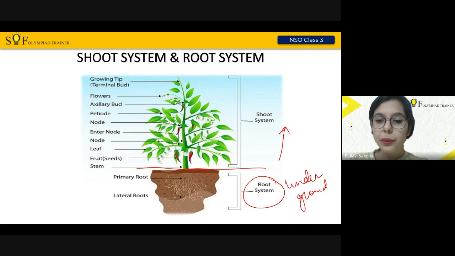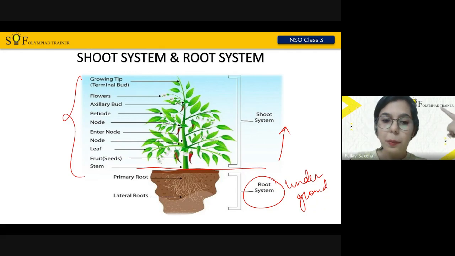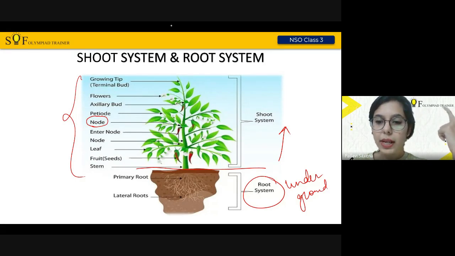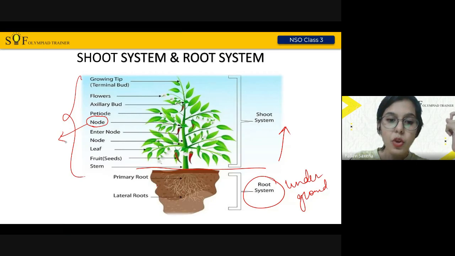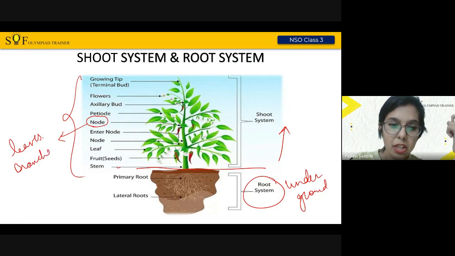Now I want you to look at all the different parts that have been labeled in the shoot system, and particularly at this part, because when I asked you about the different parts of a plant, nobody gave me this name: node. When you're talking about a node, children, it is the part of the stem. I need you to write this down in your notebooks. A node is the part of the stem from which anything else can arise. It can be leaves, it can be another branch, any other thing that grows.